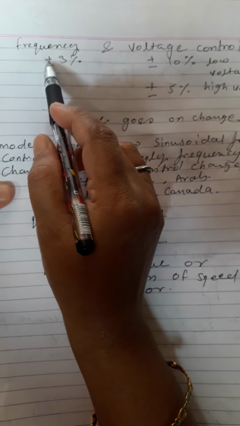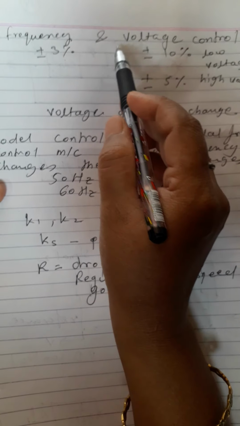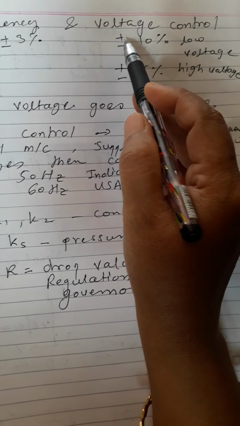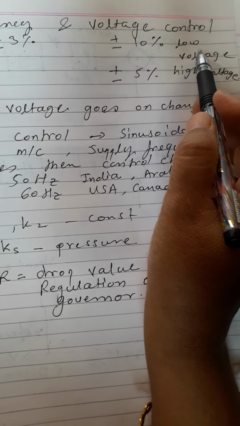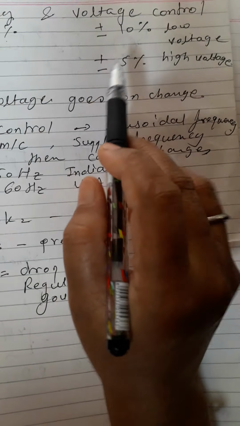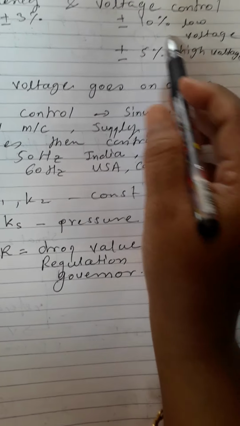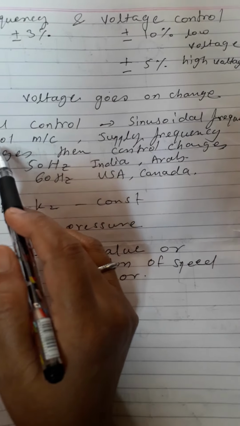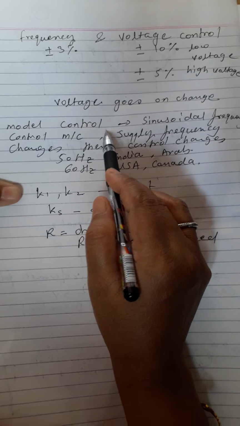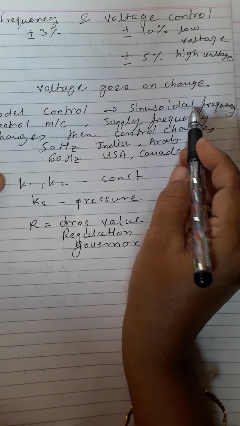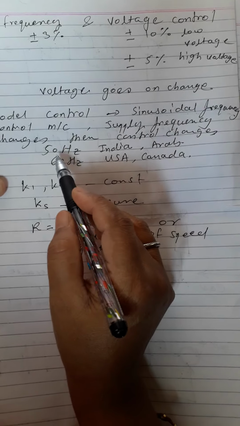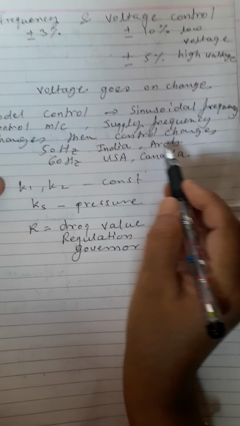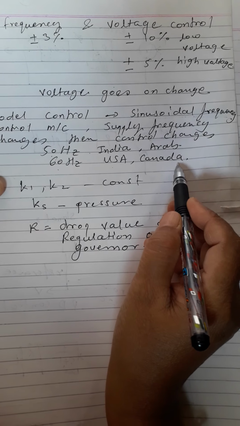In the same way there is frequency and voltage control. Always we are getting the frequency within plus minus 3%, and in voltage we are getting variations of plus minus 10% for low voltage and plus minus 5% for high voltage. The voltage goes on changing, you know very well, the voltage always changes. So we need control, so we mostly have to use the model control, which is nothing but the sinusoidal frequency. We know about this. The Indian sinusoidal frequency is 50 Hz in India and Arab countries, and 60 Hz in USA and Canada. We are using this.